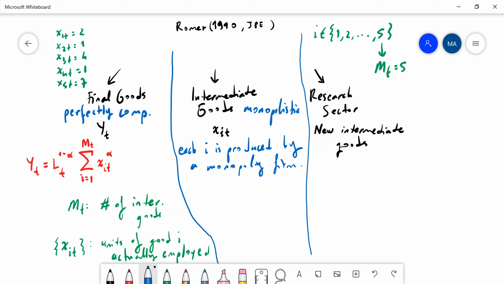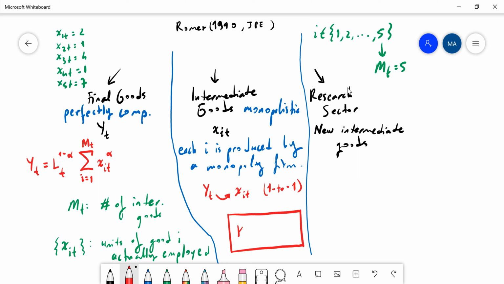Okay, so what is the production function? The production function is one-to-one. Okay, so basically, if you are an intermediate producer, you take 1 unit of final good and convert it to machine i. So okay, so this is one-to-one. So how do we understand that? Well, very simple actually. Remember the Solow model.